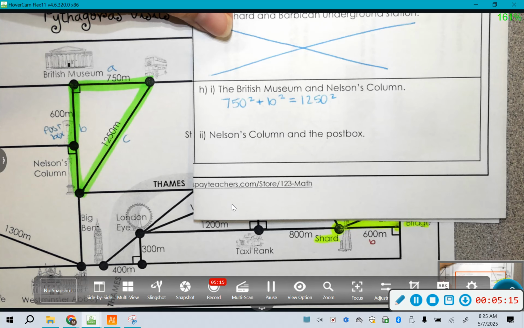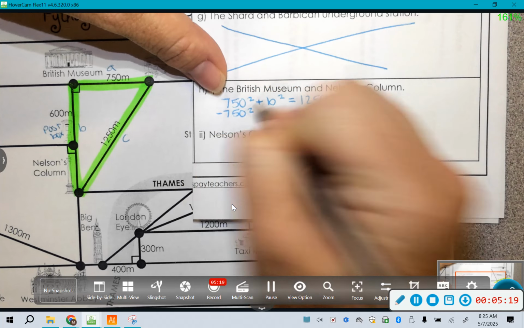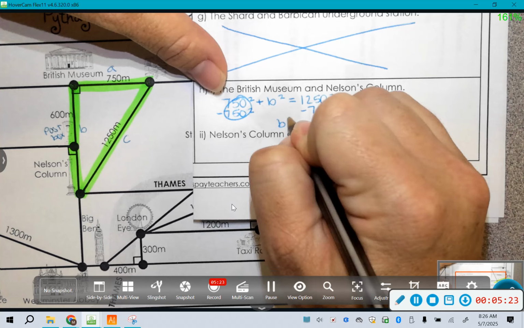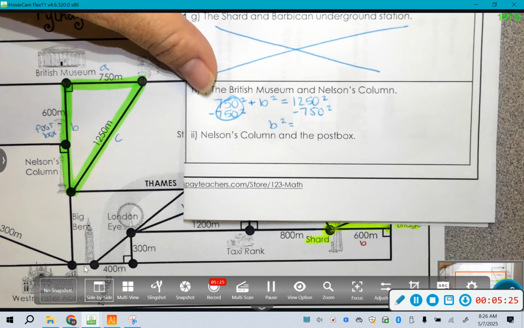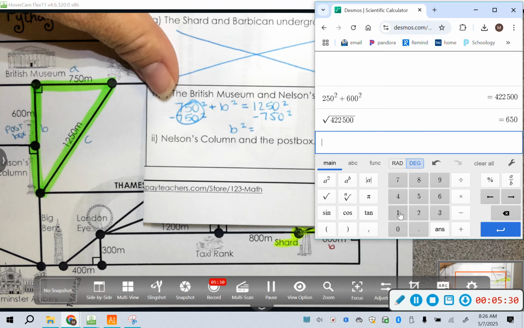When we're missing one of the legs, what do we have to do? Subtract. So I'm going to do minus 750 squared, and I get b squared equals some big number. So this is where our calculator becomes our friend. We have 1250 squared minus 750 squared, and we get this big old number. So I want you to realize that has 1, 2, 3, 4, 5, 6 zeros.